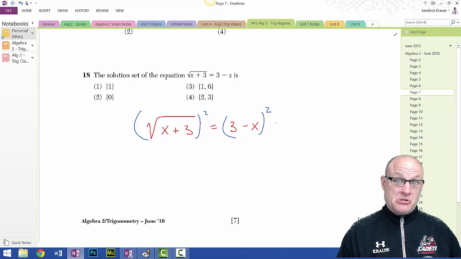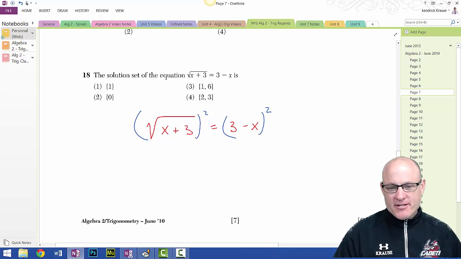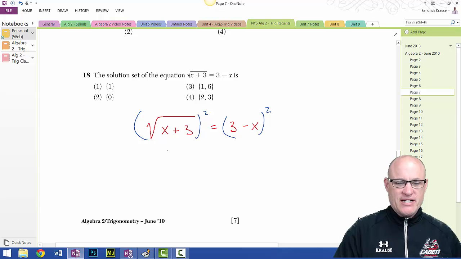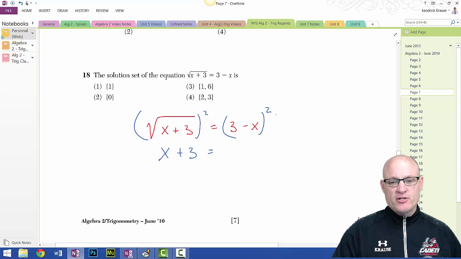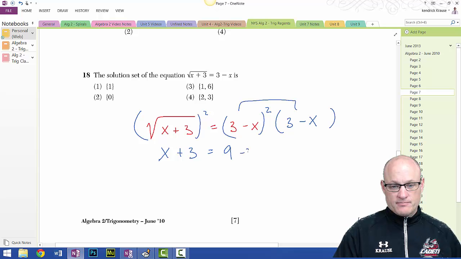Now, if you're one of those kids that make me so angry, that you would say this is 3 squared, or 9, minus x squared. Oh, God, that drives me crazy. You get x plus 3 equals, this one you have to double distribute. 3 minus x. So, this is 9 minus 3x minus 3x plus x squared.